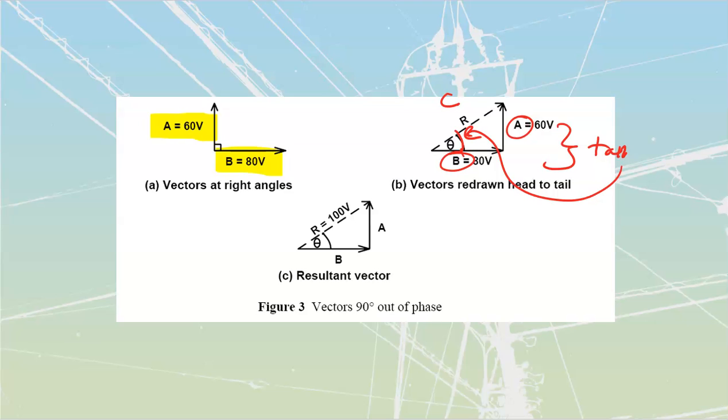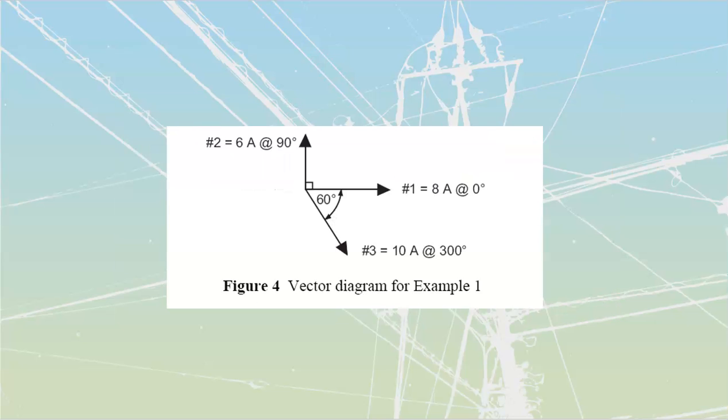Okay. That covers our easy ones, the ones that are either series aiding, 0 degrees difference, or series opposing, 180 degrees difference, or the ones that are 90 degrees out. We can use Pythagoras. But as soon as we go to ones that are no longer a full 90 degrees out, things start getting a little bit more tricky.